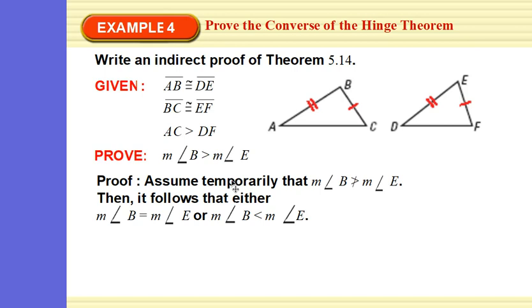If two sides of one triangle are congruent to two sides of another triangle, and the third side of the first is longer than the third side of the second, then the included angle of the first is larger than the included angle of the second.